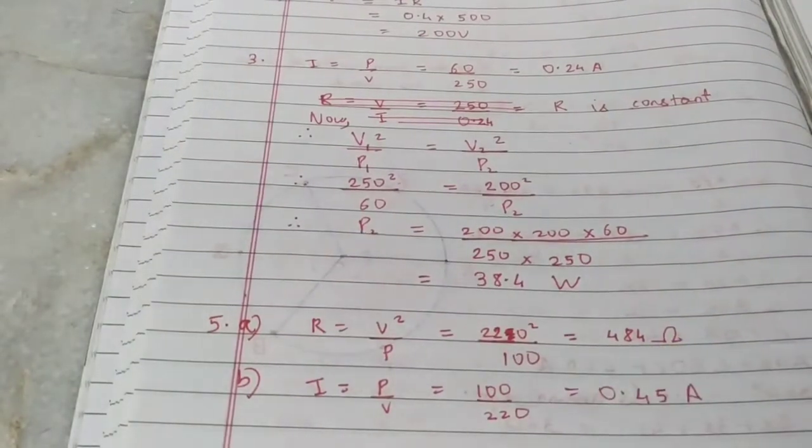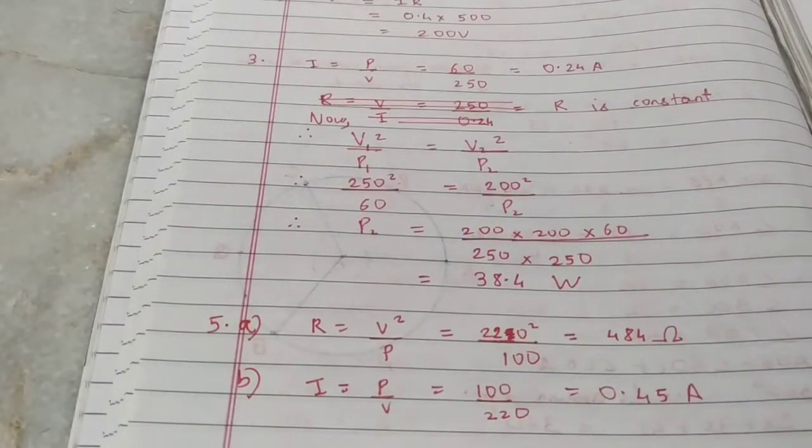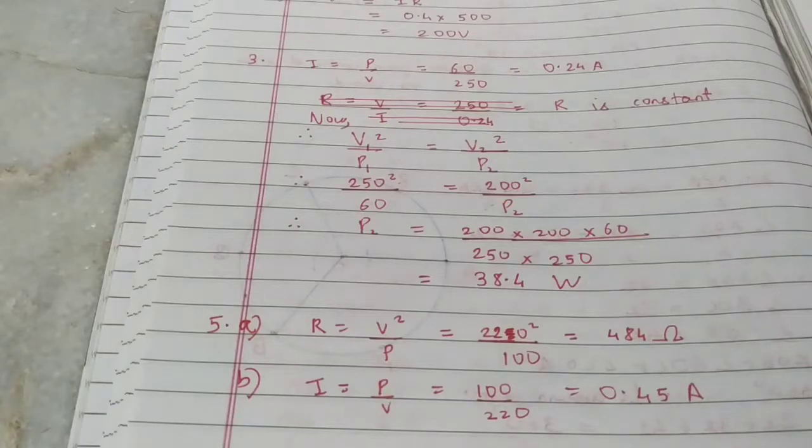And B. What's the safe current which can be passed through it? What is the maximum current which can be passed through it? The formula is P upon V, which gives us 0.45 ampere. So the fuse to be used would have been 0.5 ampere. If they give you a fuse of 0.2 ampere, that would be useless in this case. And a fuse of, let's say, 10 ampere would also be of no use.